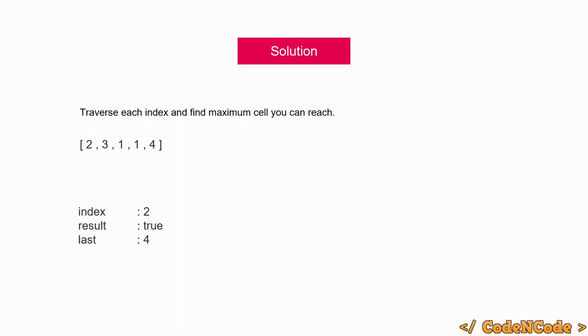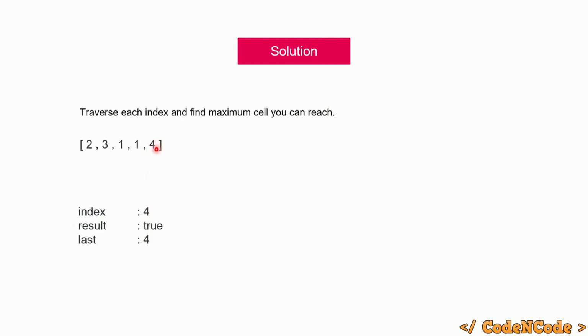So now the index increases, i becomes 3. Of course, your index is less than or equal to last, so you are well within your reach, right? That means you are not outside the bounds, so this is good. Now let's try to update the last. 3 plus 1 is 4, and last is already 4, so nothing will change here.